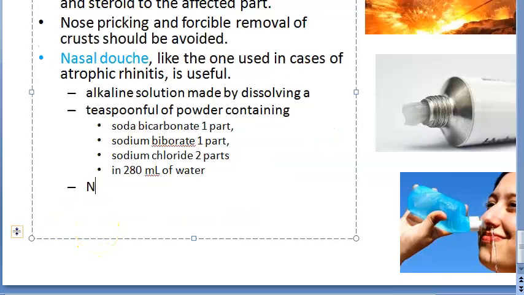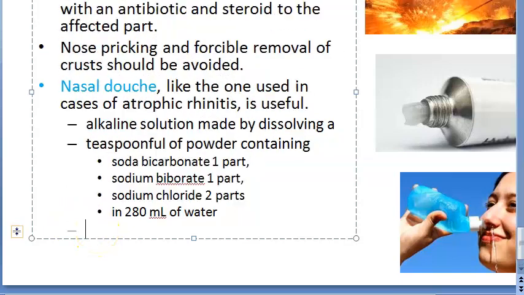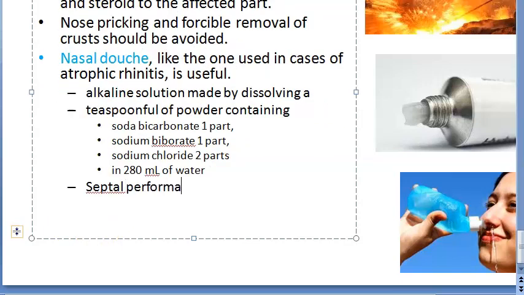Then what else? If nasal perforation, septal perforation is there, they should get treatment for it. Okay. What else? That's all for now.